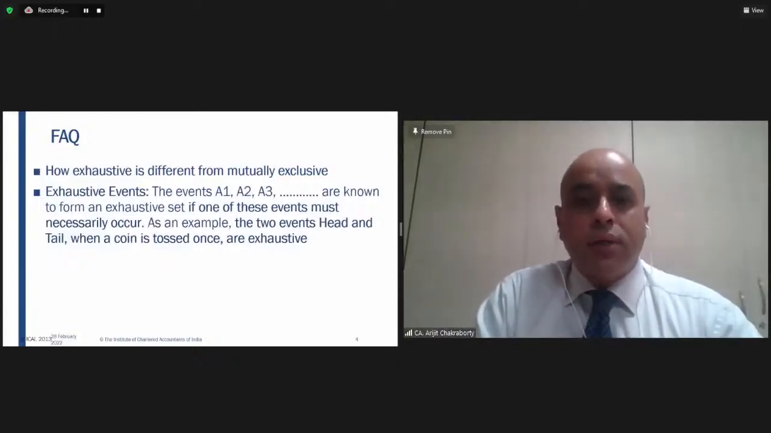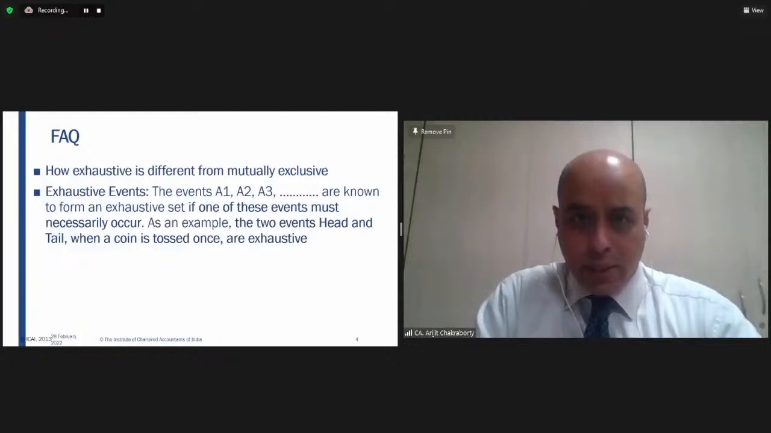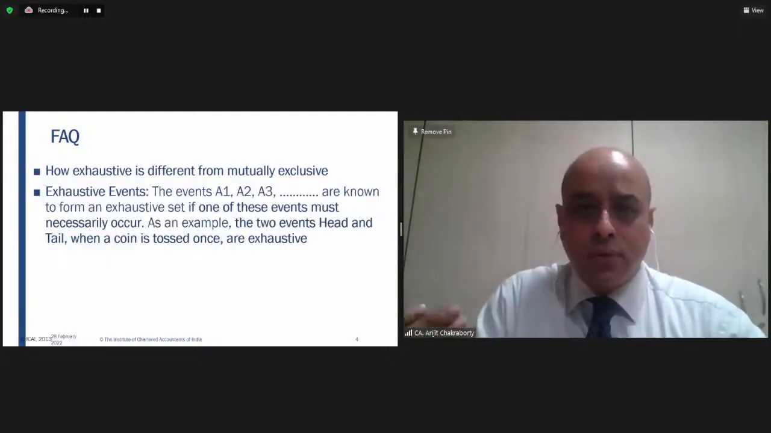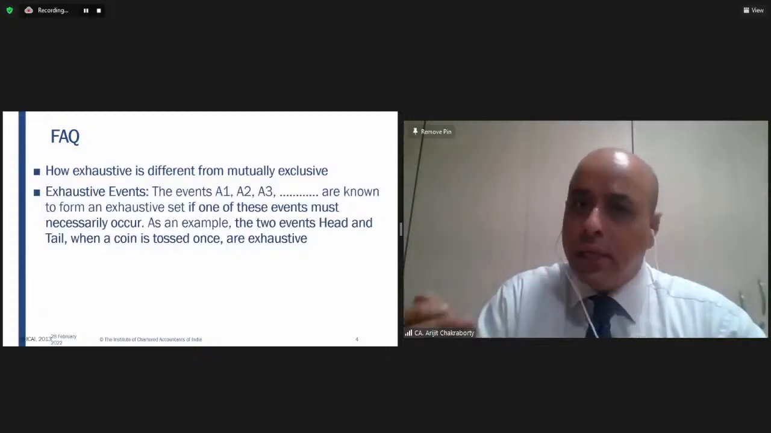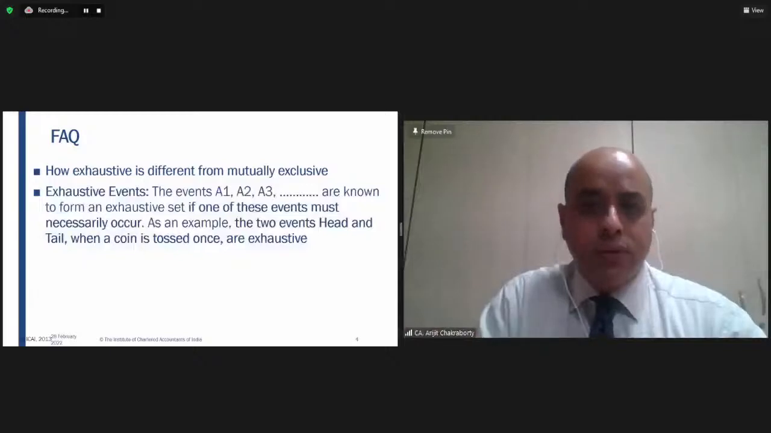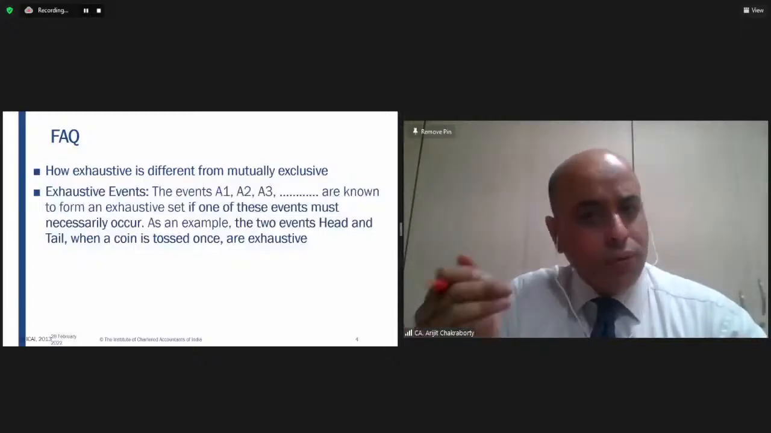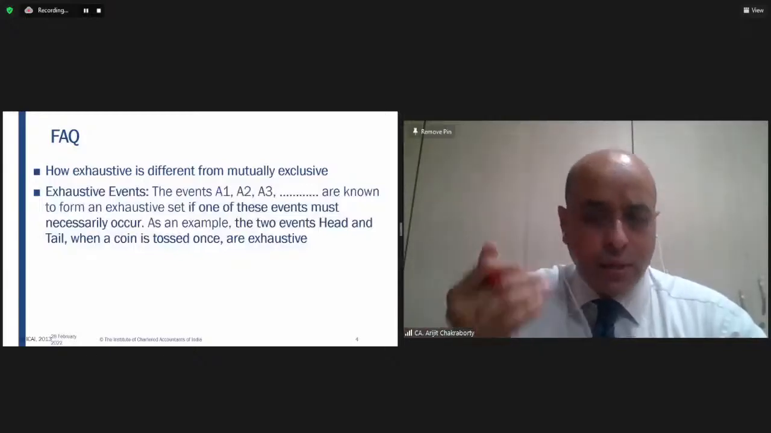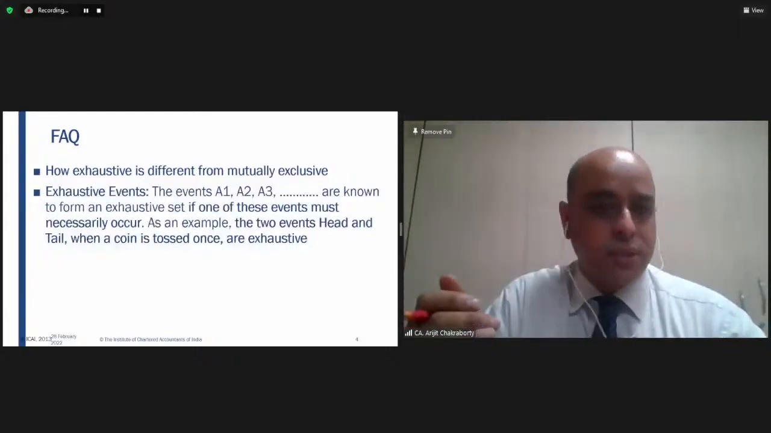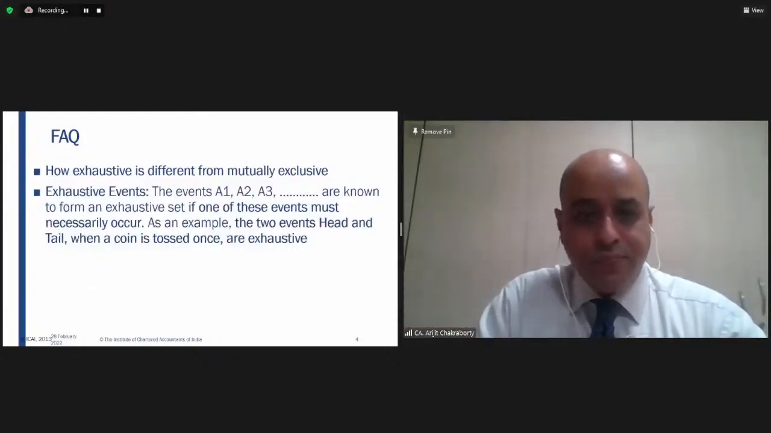Similarly, when we are rolling a dice, we can get any score: 1, 2, 3, 4, 5, or 6. But the probability of getting a score of 7 when we roll a dice is 0. It's not possible. So therefore, rolling a dice is definitely an example of an exhaustive event, because one of these events, 1, 2, 3, 4, 5, or 6, must necessarily occur. So that is exhaustive.